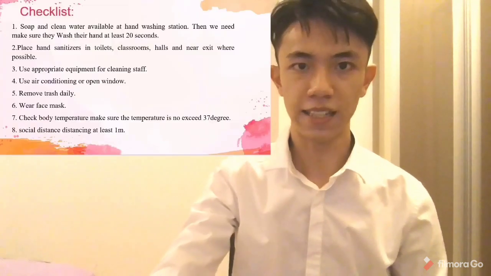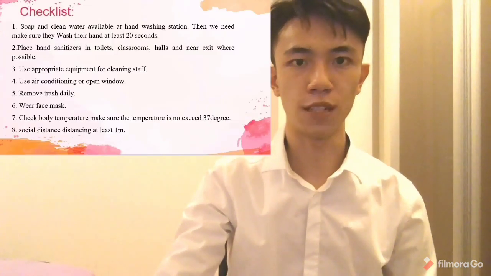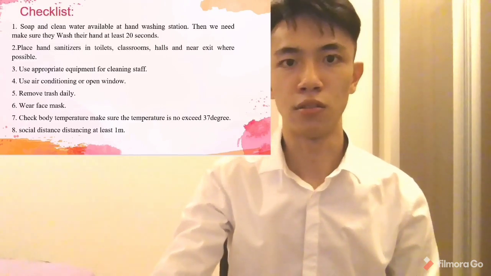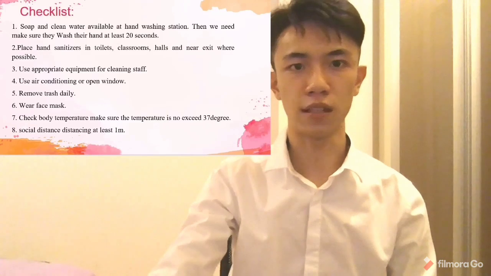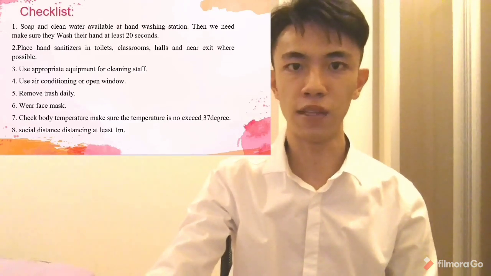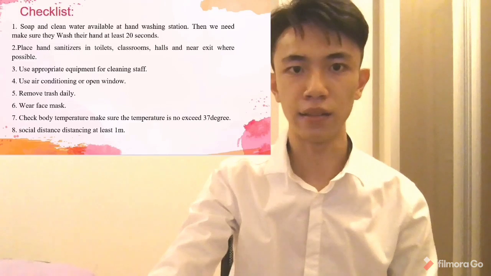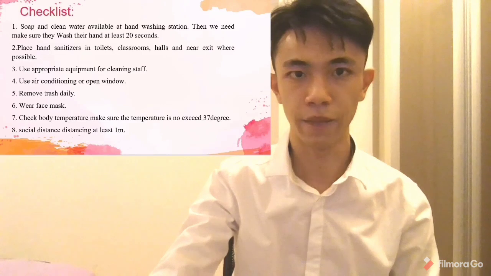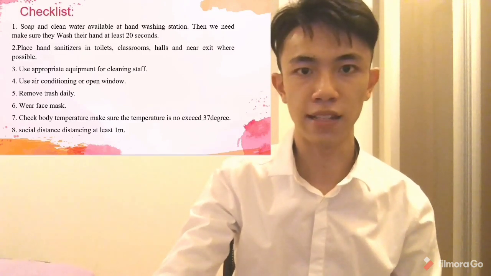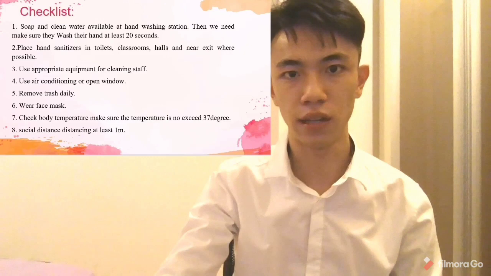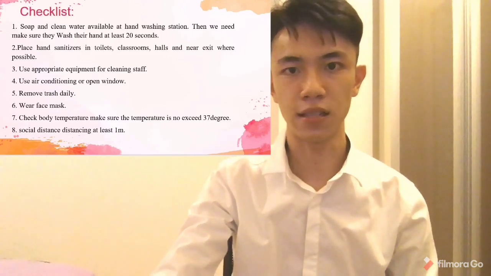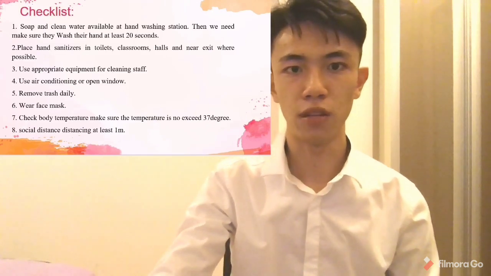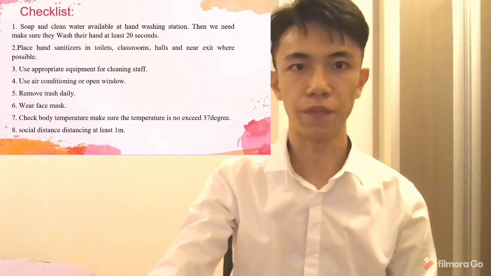Okay, here are some checklists we can use to observe the students, teachers, and staff. The first is soap and clean water. They must always have soap and clean water available at the hand washing station, and we need to make sure they wash their hands for at least 20 seconds to kill the virus. Next is placing hand sanitizer in the toilet, classroom, hall, and near the exit or main entrance. The third is using appropriate equipment to clean the area.